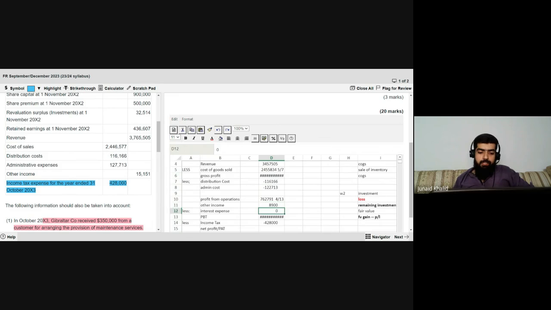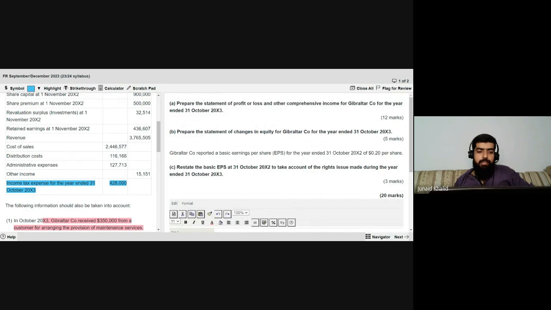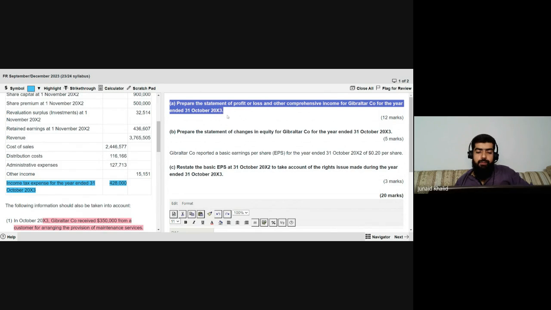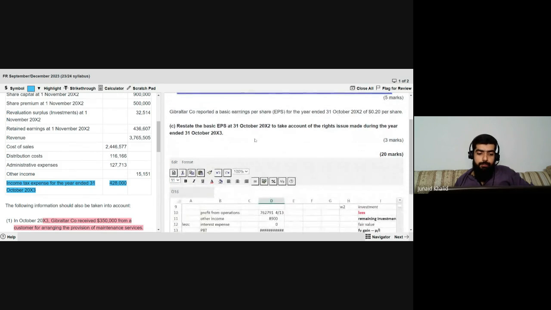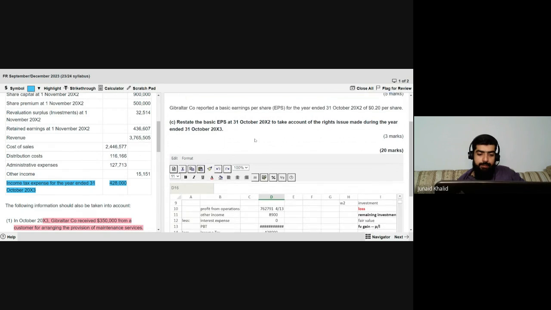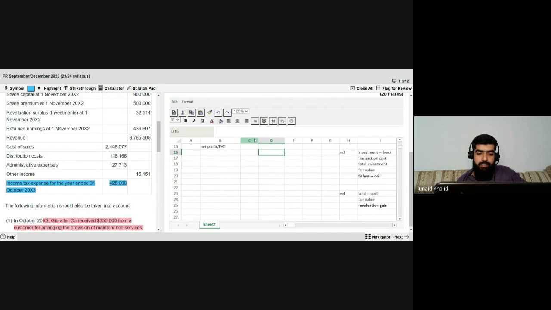Okay, so that is the net profit which we have calculated. If you look at the requirement of this question, we need to prepare the income statement, which we have already done. Now what we have to do is to prepare the statement of changes in equity. And how are we going to prepare the statement of changes in equity? Let's see.